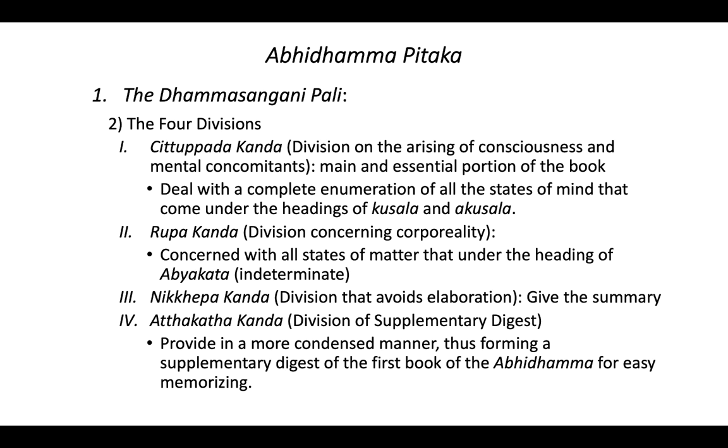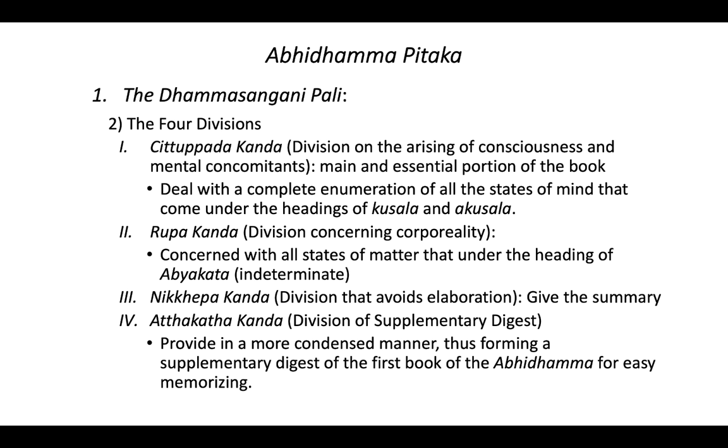Of the four divisions, the first two, Cittuppada Khanda and Rupa Khanda, form the main and essential portion of the book. They set the method of thorough investigation into the nature, properties, function, and inner relationship of each of the dhammas listed in the Matika. They provide a sample analysis and review of the first tika, namely Kusala tika of Kusala, Akusala, and Abyakata Dhamma.